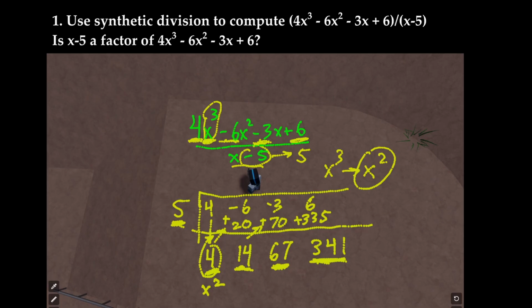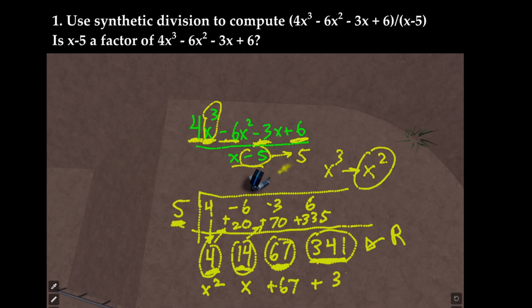From x squared, you go down to x. So this means 14 is the coefficient on x. And then from x, you just go to the constant number that you add. So 67 just means plus 67. And this 341 is our remainder because it was the final number of our synthetic division. So I'm going to have plus 341, and because it's a remainder, we have to divide it by the divisor at the start, which was x minus 5.